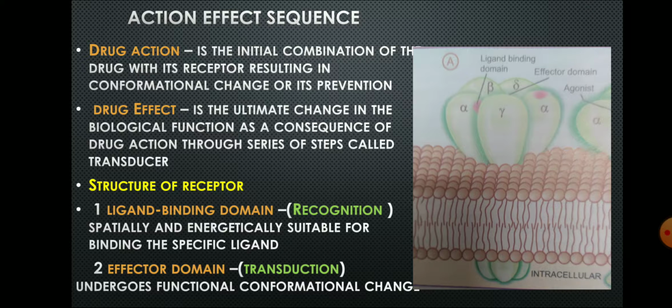So this is the place, this is the area where the ligand, or whichever drug we have, is going to bind. So that is the first domain.